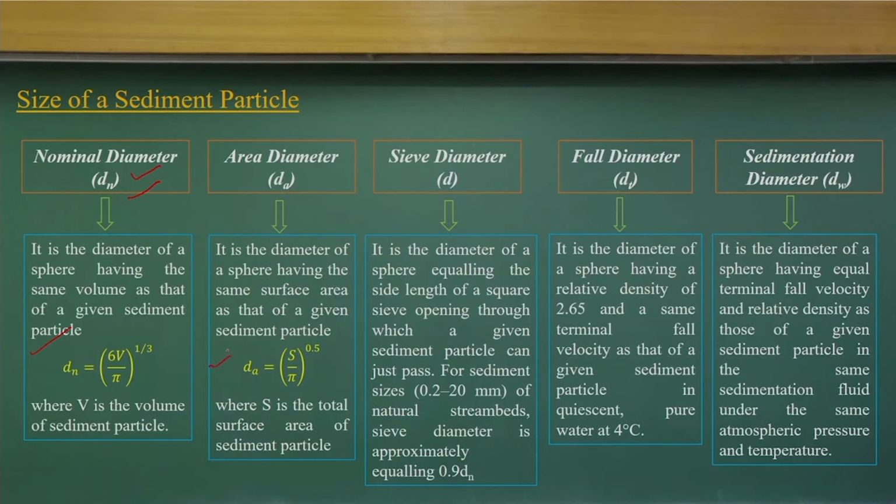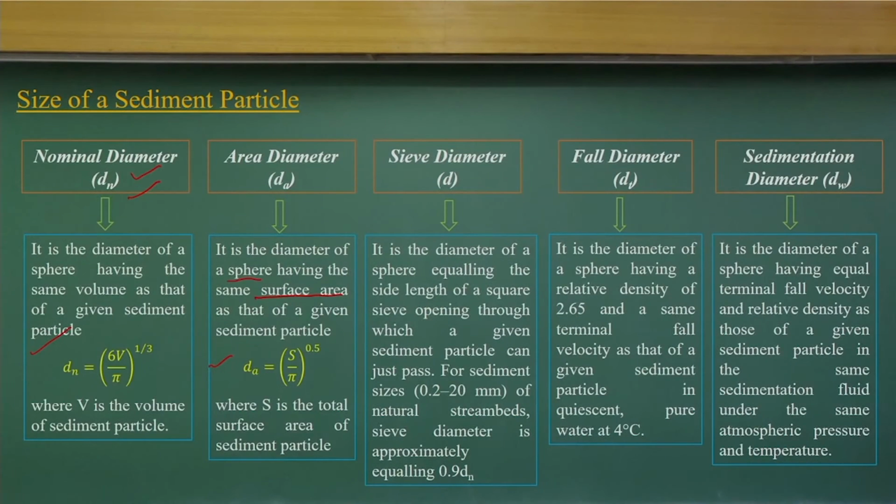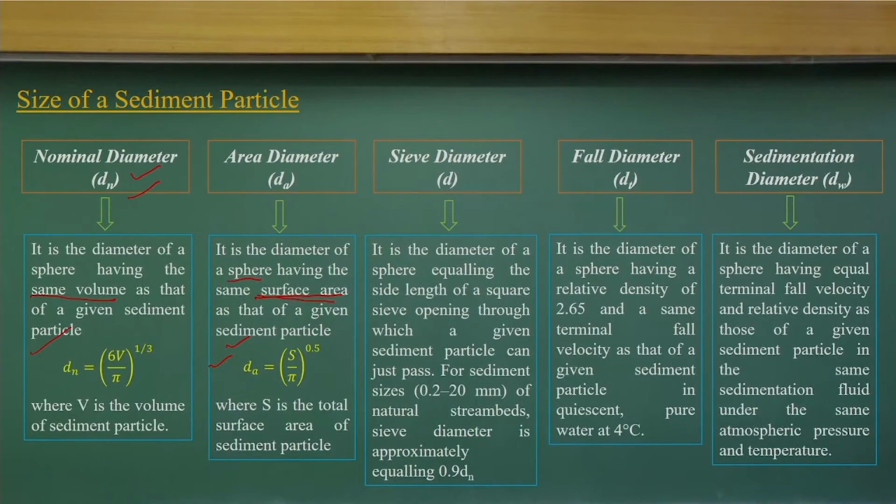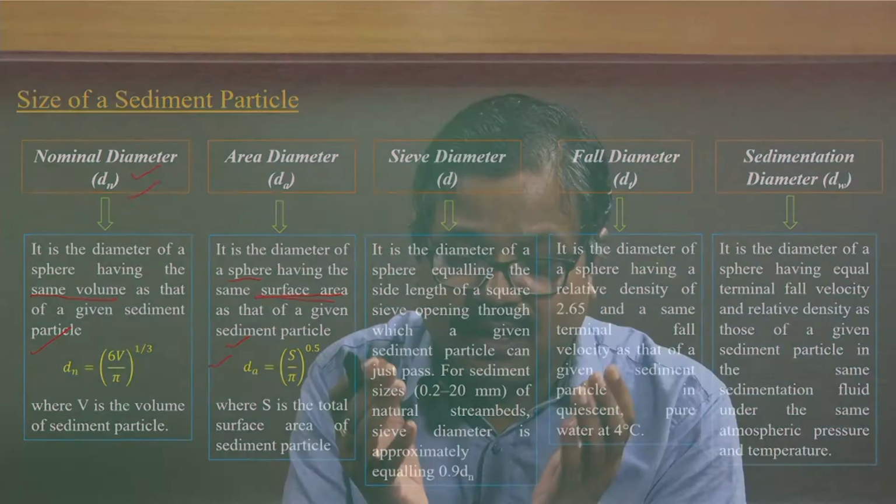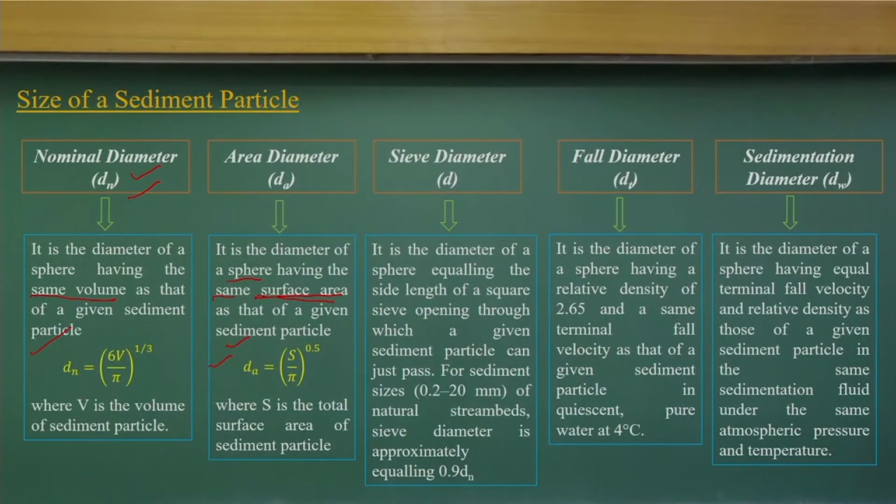But in many processes you talk about the surface area, not the volume. When you talk about the surface area, we call it the equivalent surface area. Here we have considered the volume, but there we consider surface area. We don't bother about the volume. So what could be the diameter of your sediment particle if I consider an equivalent sphere of the same surface area? That is the areal diameter.